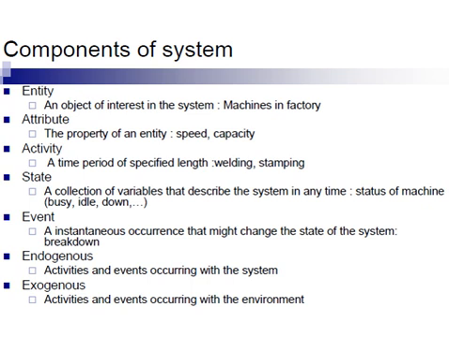Because we are dealing with the system, we need to have some event. An event is an instantaneous occurrence that may change the state of the system, such as a breakdown of a machine, or machine failure, or arrival of a customer, or arrival of your raw material, something like this. So here we can call them events.